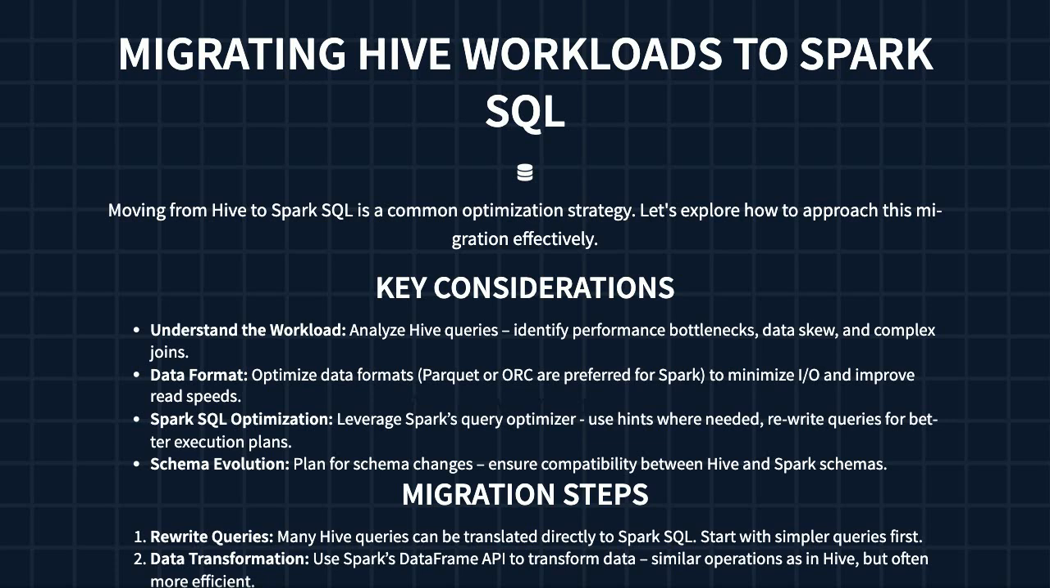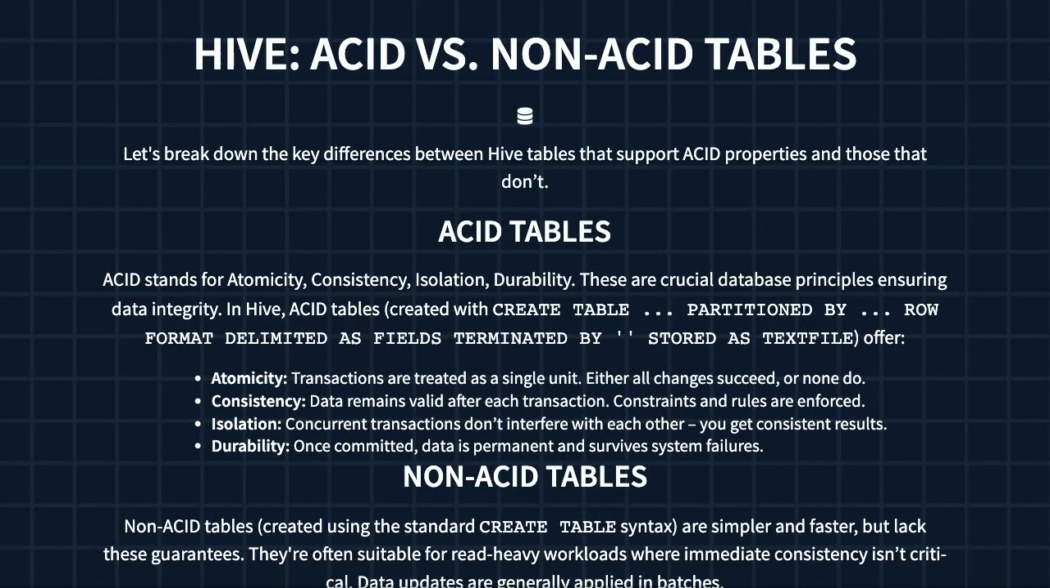Okay, let's talk about a really important difference in Hive ACID tables versus non-ACID tables. Think of it like this: ACID stands for atomicity, consistency, isolation, and durability. Those are core database principles. When you create an ACID table in Hive, it's built to handle transactions, ensuring that if something goes wrong during an update or insertion, the whole thing rolls back cleanly. It's great for things like financial records, where you absolutely need data integrity.